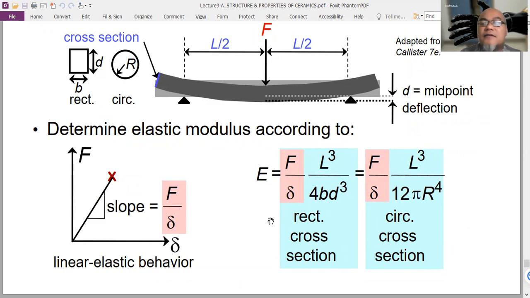From here, L is known from the preparation of the specimen, B is known, D is also known, and we have F over delta from the slope. By putting this into the formula, we have the Young's modulus.